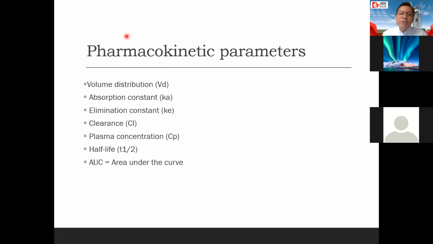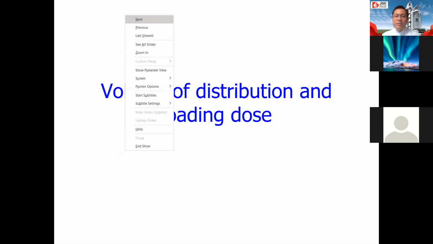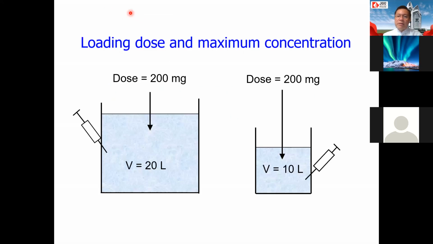So the most important thing when we want to do kinetics is that we need to find the VD, KA, KE, clearance, CP, T half, area under curve. So next we will see all of this. Okay, so loading dose, maximum concentration. So this is the one I mentioned.